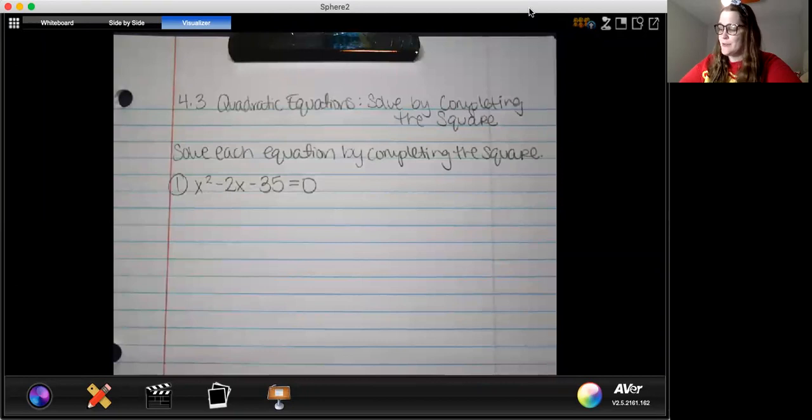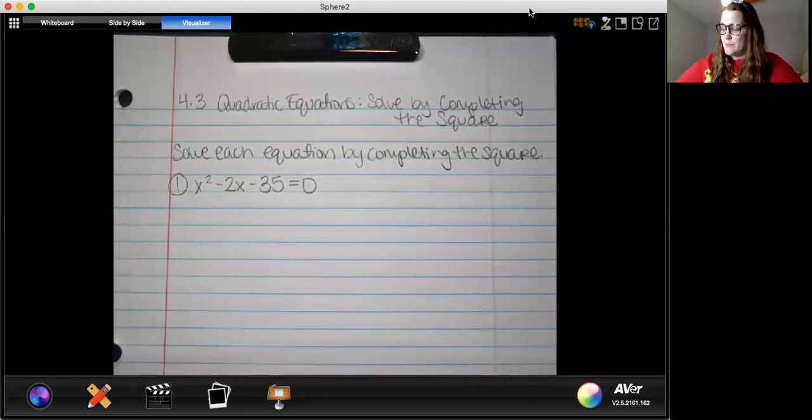And today we are going to be learning more about quadratic equations, and we're going to learn how to solve them by completing the square. So we've talked about factoring, we've talked about the quadratic formula. Today we're going to talk about completing the square. So our instructions are: solve each equation by completing the square.